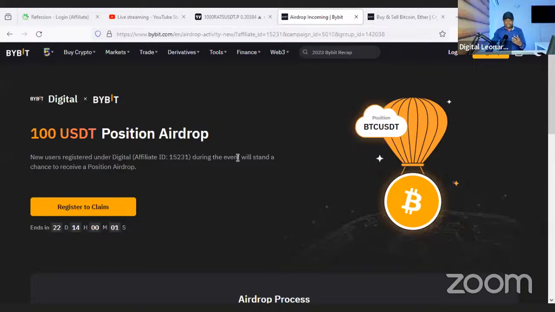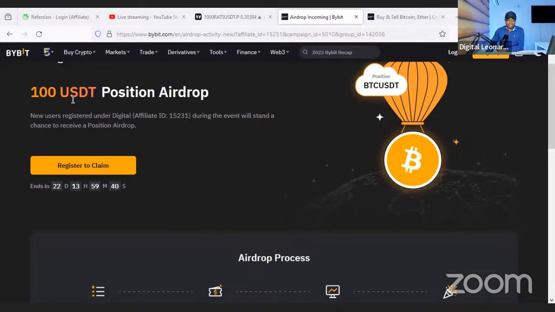Now, for those of you who sign up with random links and all of that, you will not be able to claim this airdrop. You need to sign up with the link provided. If you're in my community, you need to sign up with my affiliate link. If you are in any other Bybit affiliate community, for instance, if you're in Aka's community, you need to sign up with his affiliate link to be able to claim this airdrop.